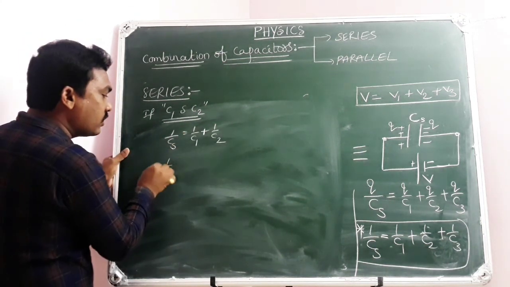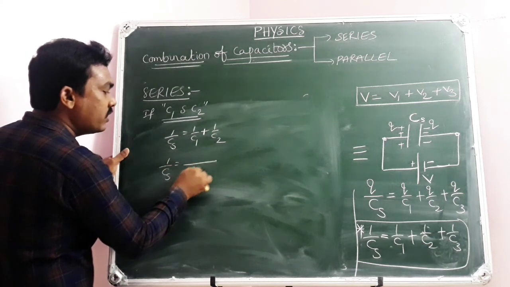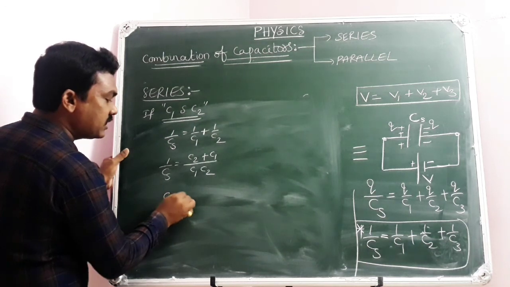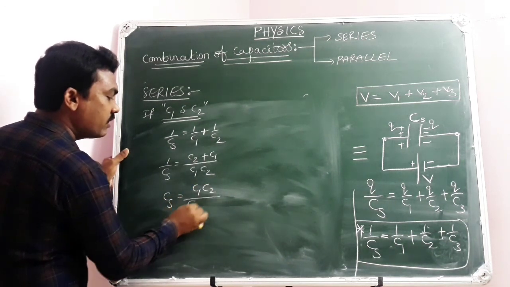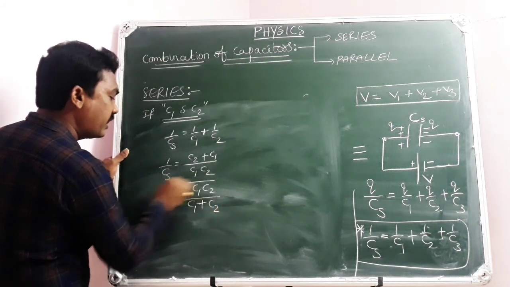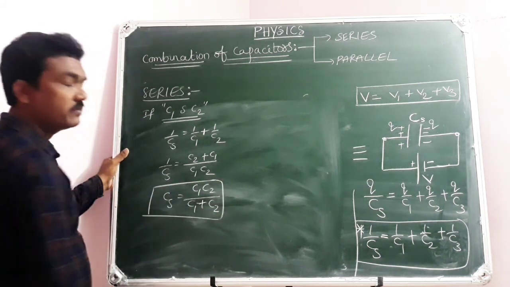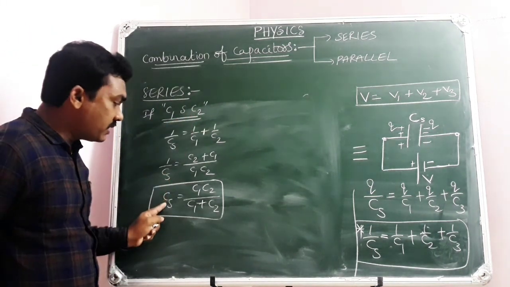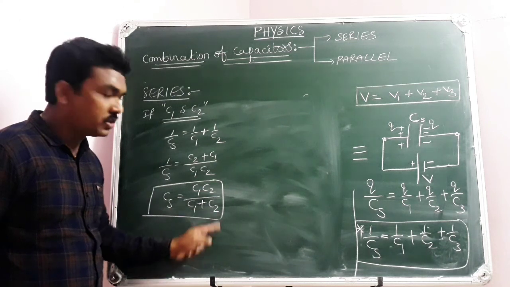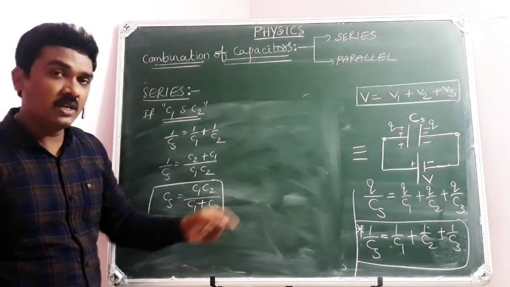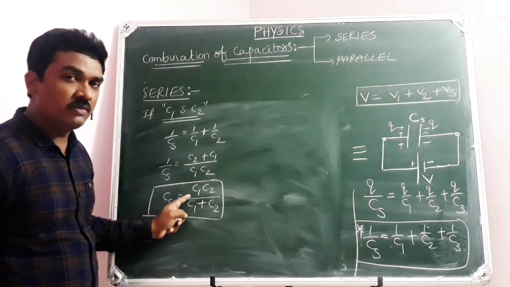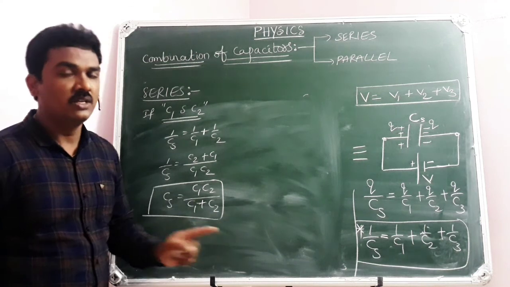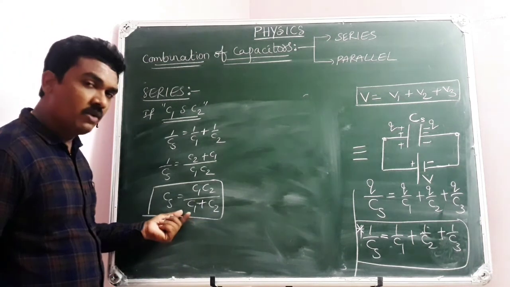Of course, this can be simplified further. 1 by Cs equal to C1, C2 LCM, then numerator C2 plus C1, so that I can write Cs equal to C1 C2 by C1 plus C2 in series combination. This is the direct equation for equivalent capacity. So if two capacitors are in series, the equivalent capacity is C1 C2 by C1 plus C2. Some people will think, sir, if three are in series, I will write Cs equal to C1 C2 C3 by C1 plus C2 plus C3. You should not write that. This is applicable only for two.